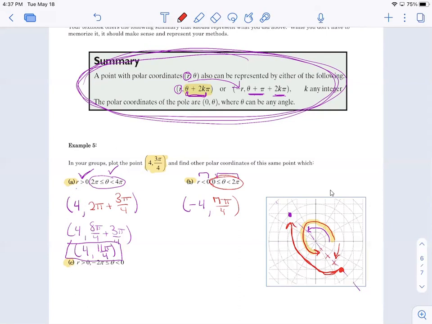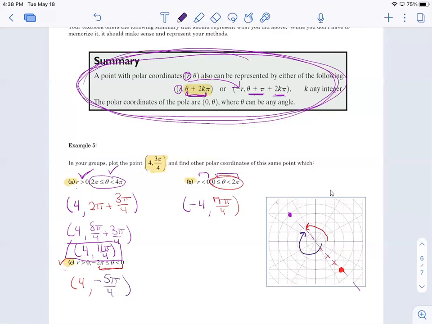Now, for C, I want to keep my r positive, so it's a positive 4. But now I want my angle to be between -2 pi and 0. So I want my angle to be negative. So I'm going to get rid of some things. So instead of this being my 3 pi over 4, I want to go ahead and find this angle. And again, just looking at your unit circle, so hopefully this is sitting okay with you, that would end up being -5 pi over 4.